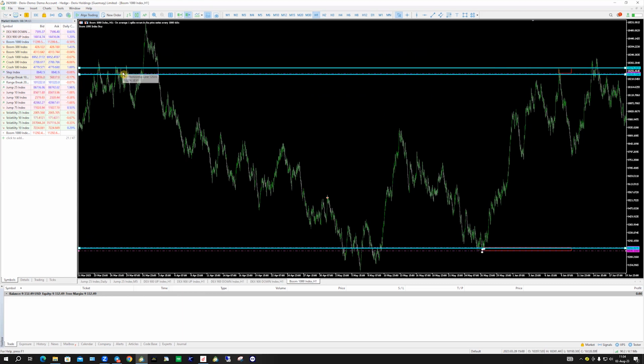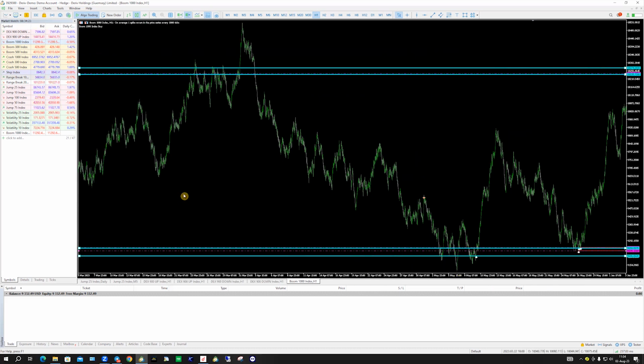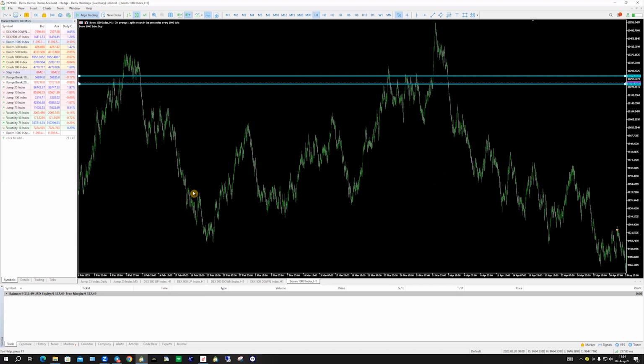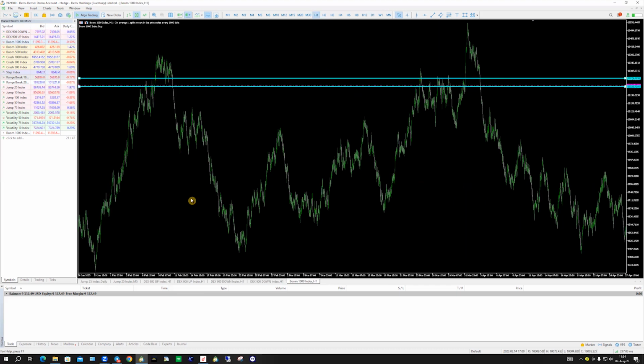You can see this is the resistance that we have drawn. You can see how many times it was tested. You can see this area again. All right, if they can have this false breakout, you cannot experience that huge drawdown. Let us go back to see those key areas, guys.